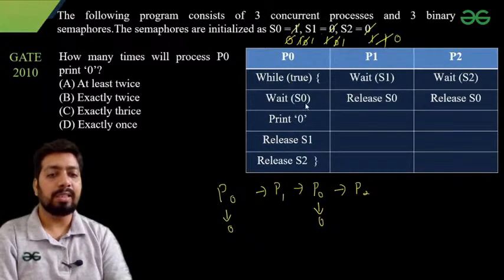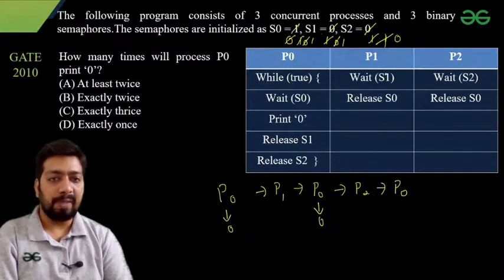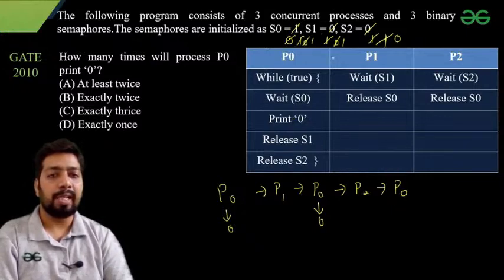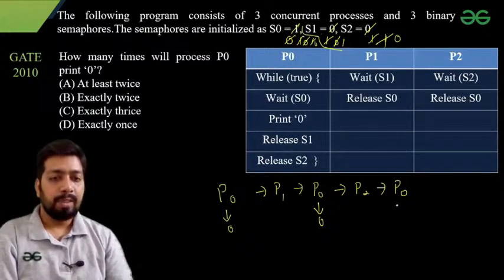That means P0 gets the CPU again, so P0 can be executed. Even P1 can be executed, but P0 gets the CPU. So P0 can be executed, and in that case, it will perform the wait on S0. So S0 is again 0. Let me draw the line here. So 0 is printed again.